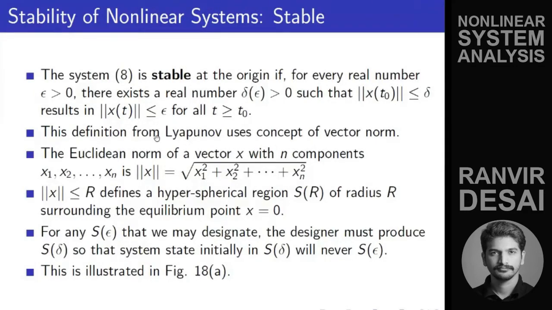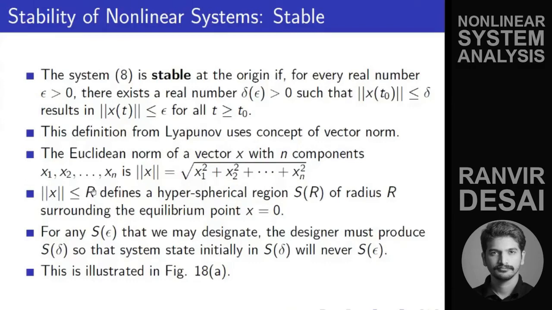Now we are looking ahead; this is a kind of premonition. The Lyapunov chapter is the next one, unit number 5. But this definition is similar to Lyapunov's definition. This definition for Lyapunov uses concepts of vector norm. The vector norm is denoted by this, and it can be found out like this. It is also called the Euclidean norm.